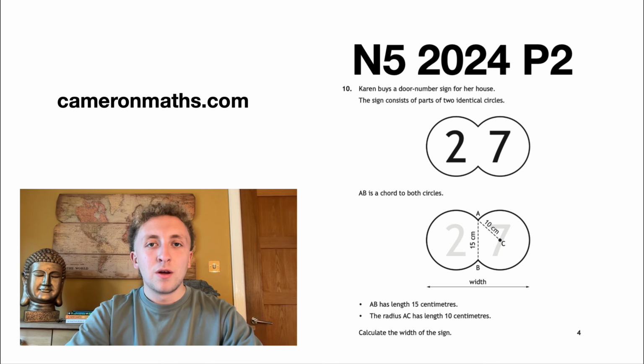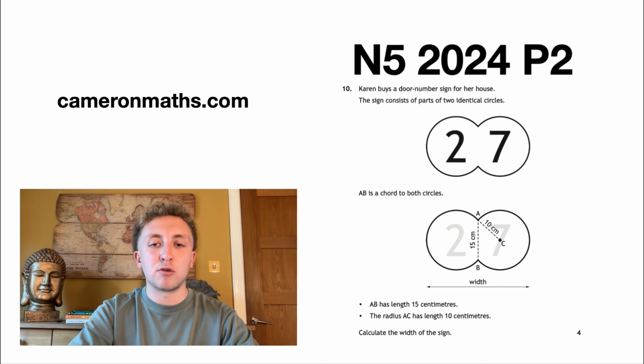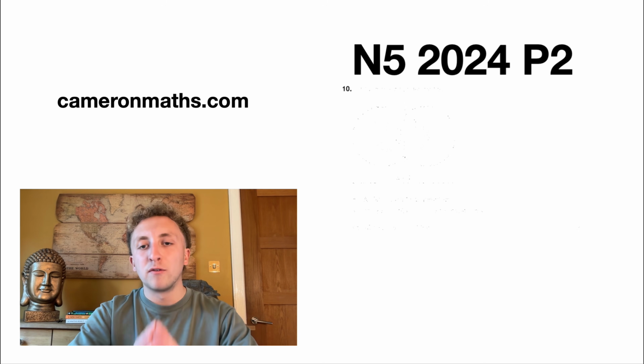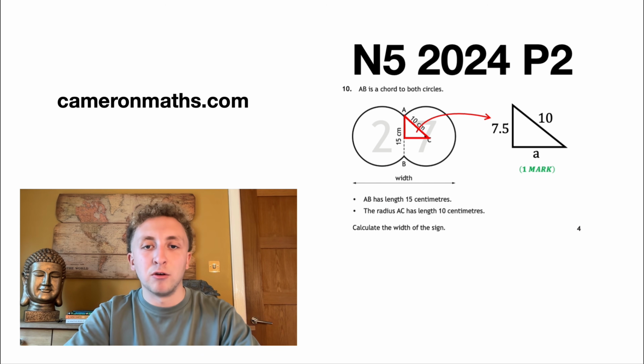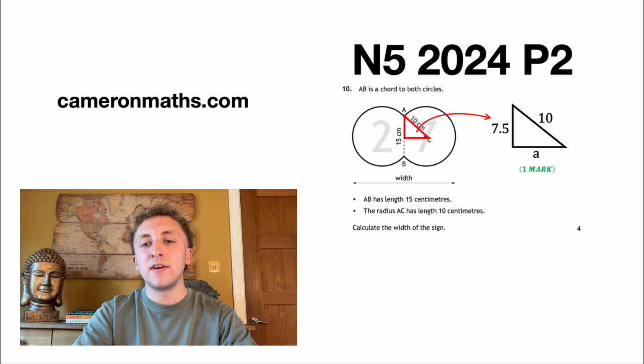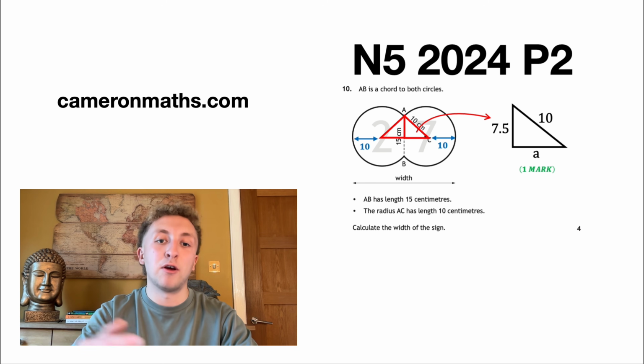Question 10 asks us to find the width of this sign, which sort of consists of two circles merged together. We're told that AB is 15 and the radius of each circle is 10. Now, whenever you see a shape that looks like this, we want to be looking for the right angle triangle, like this one here. We know that the hypotenuse is 10, the left-hand side is 7.5, and if we can find that bottom part, which we'll call a, then we can figure out the width of the sign, because it's just going to be 10 plus a, and then the same on the other side.